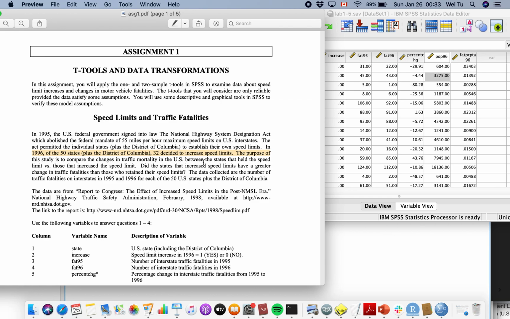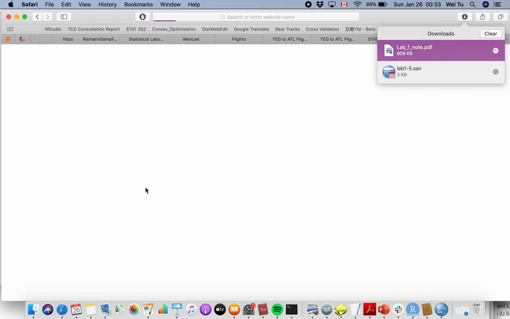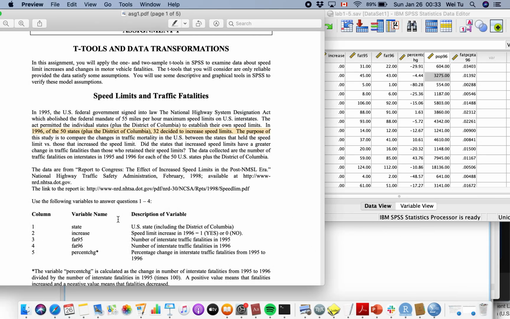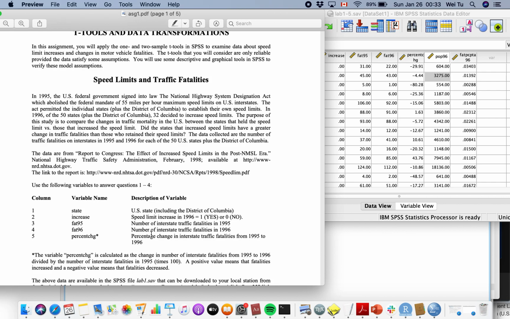So we basically have two groups here. One is, I call it the yes group, meaning the states which increased the speed limit, and the no states, which retained the speed limits. And here the response we gather is the traffic fatalities in 1995 and 1996.